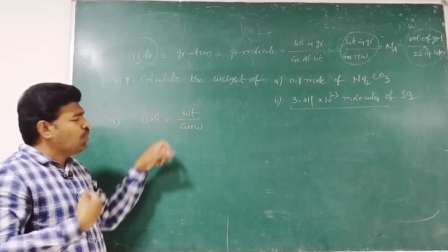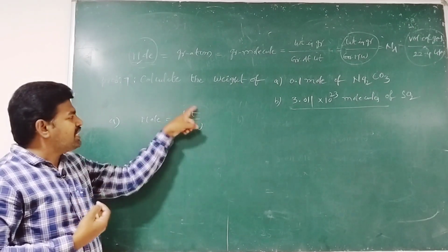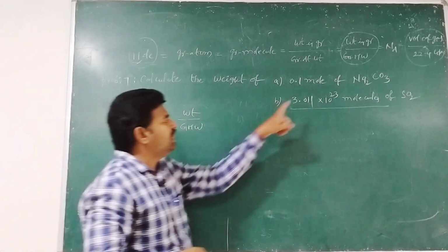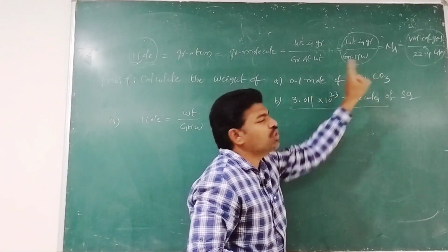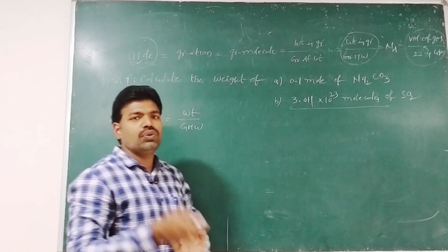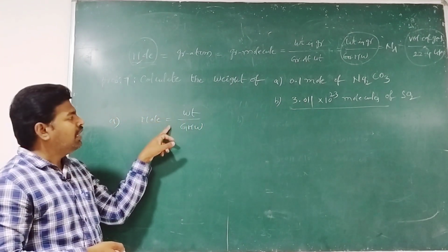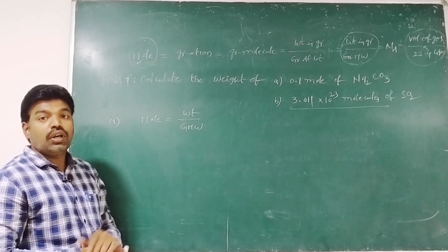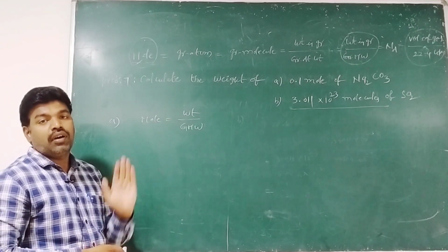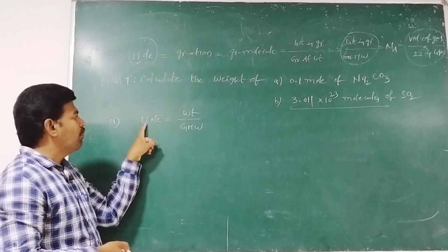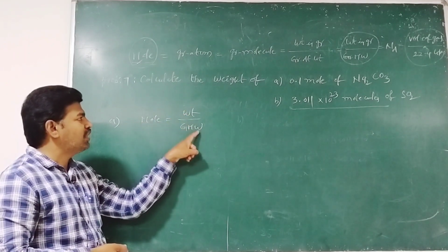How would I know to write this formula? Because here they give the Na2CO3 molecule. Therefore, you have to write the mole formula with respect to the gram molecular weight of the molecule. So mole is equal to weight by gram molecular weight.